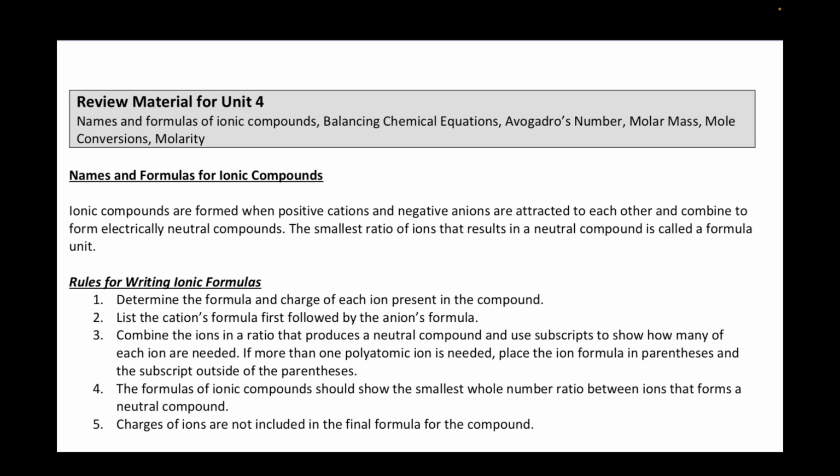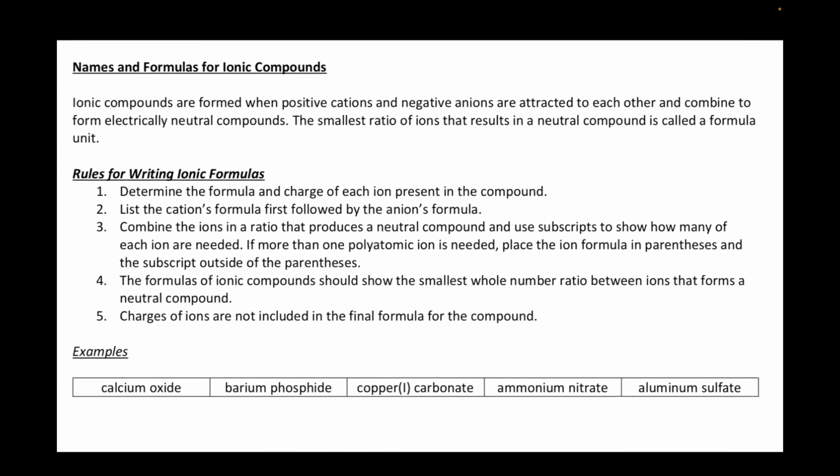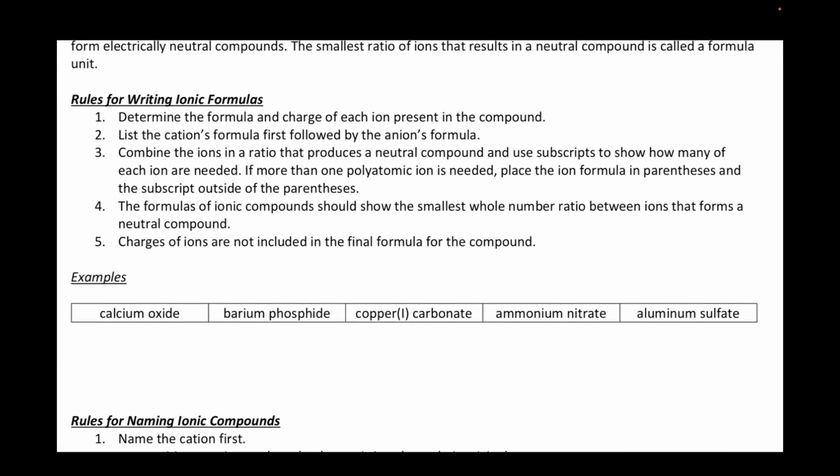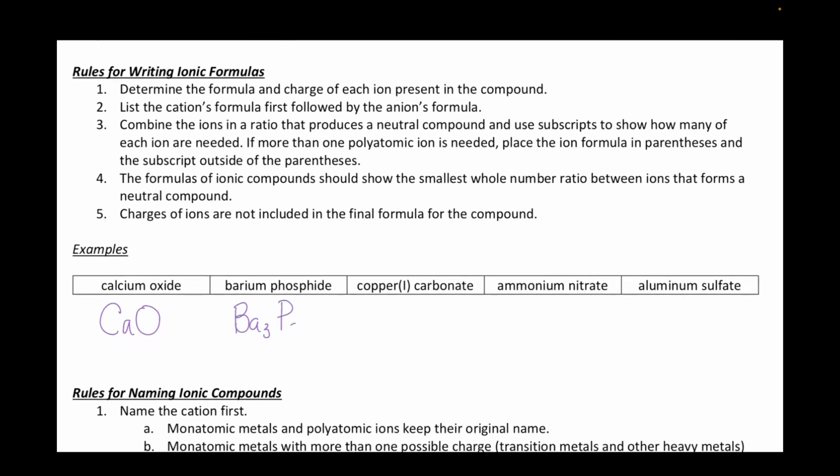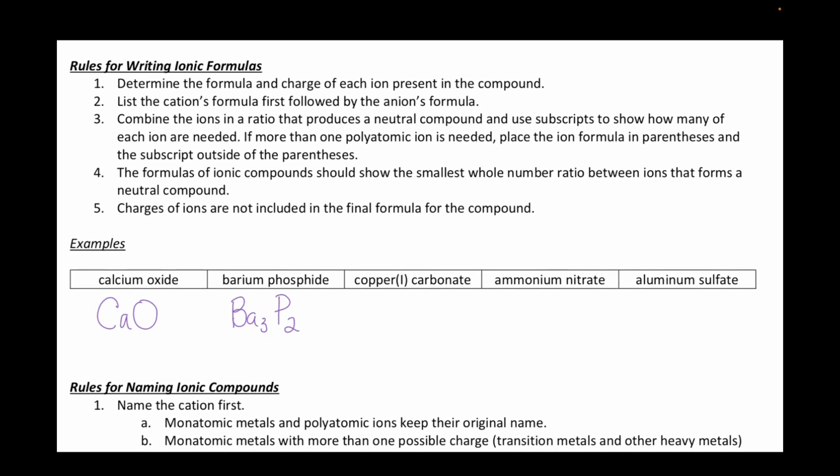Okay, help me out. What are the formulas going to be for these substances? Calcium oxide is CaO. Barium phosphide, Ba3P2. Phosphide with an IDE is just phosphorus. Okay, copper 2 carbonate, or excuse me, copper 1 carbonate, Cu2CO3.